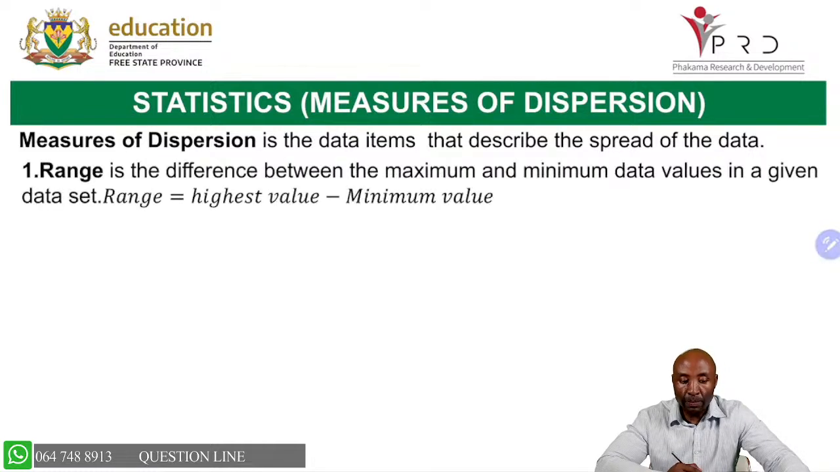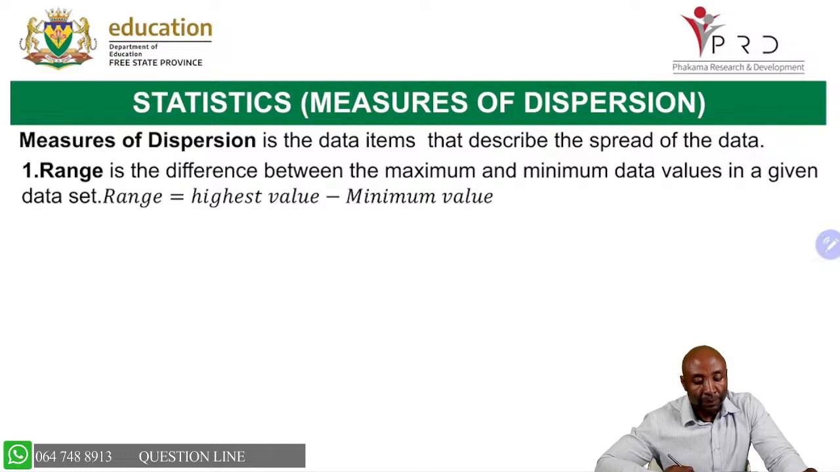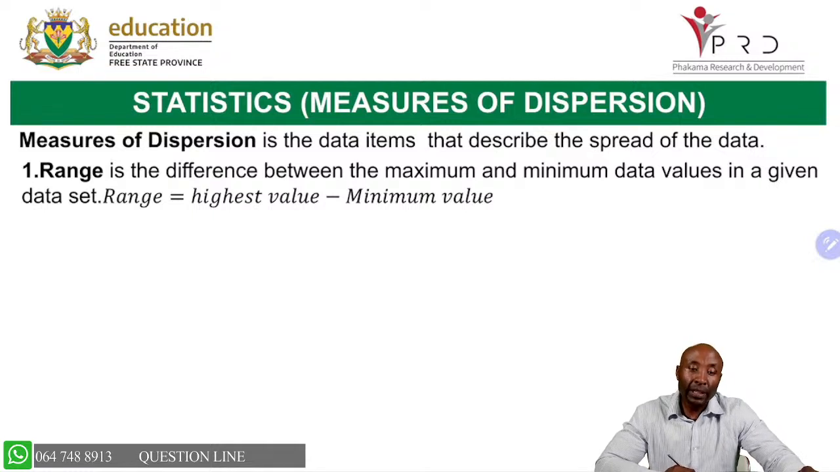We have measures of dispersion, where we are saying it describes the spread of the data from the minimum to the highest data item in the interval. So the range is the difference between the maximum data value and the minimum data value in the given data set, and we say highest value minus minimum value.